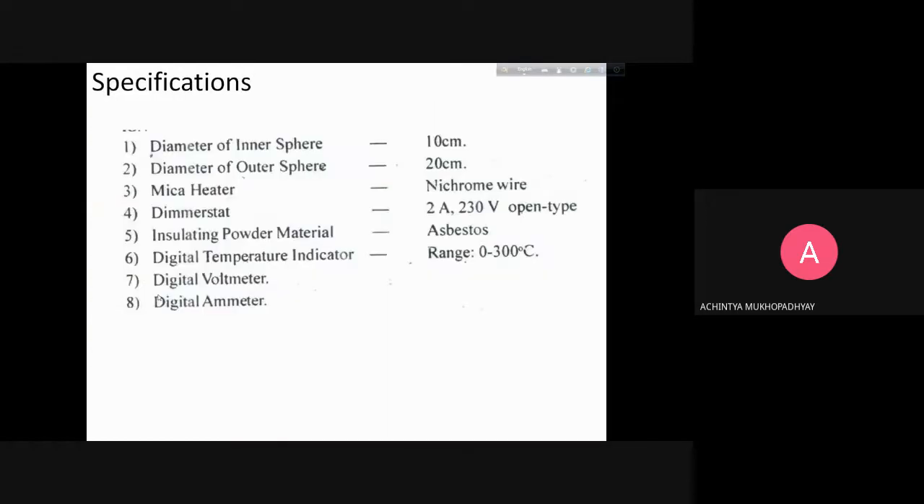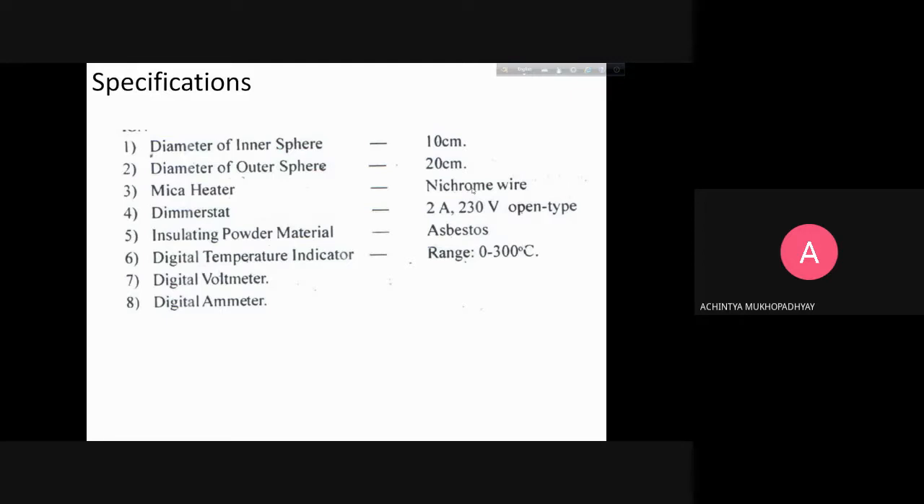Okay, sir. So these are the specifications. The diameter of the inner sphere is 10 centimeter, the outer sphere is 20 centimeter, and inside it there is a mica heater, which is nichrome wires on mica. It is similar to what we have in an electric iron. So we have these nichrome wires sandwiched between mica sheets.